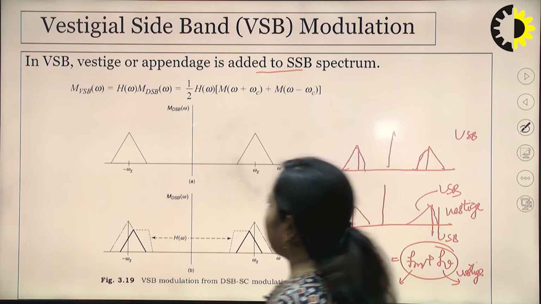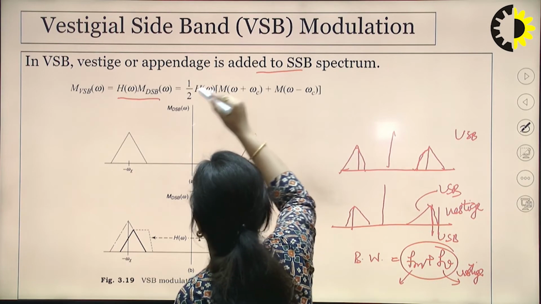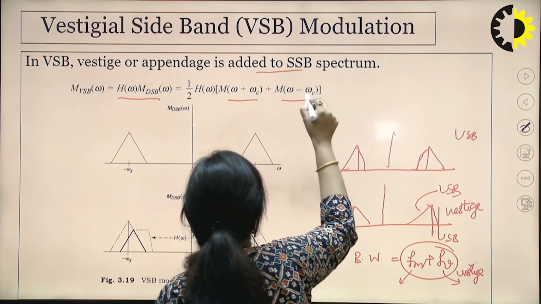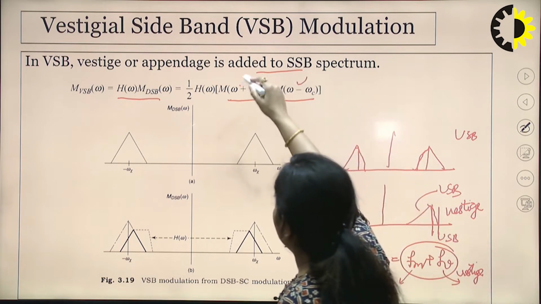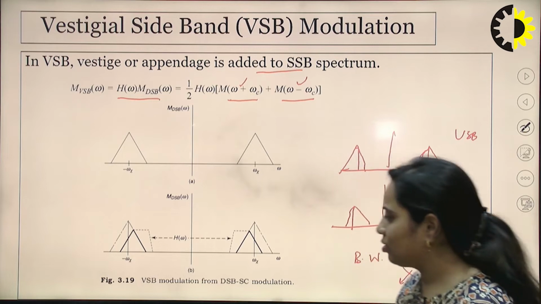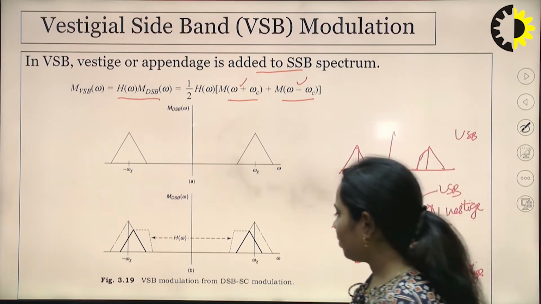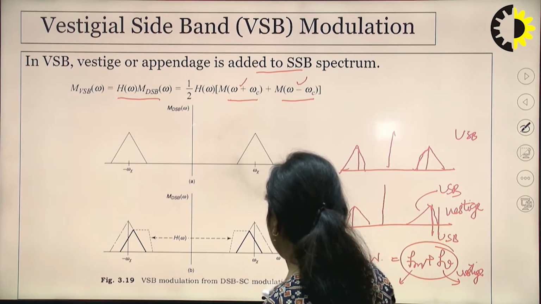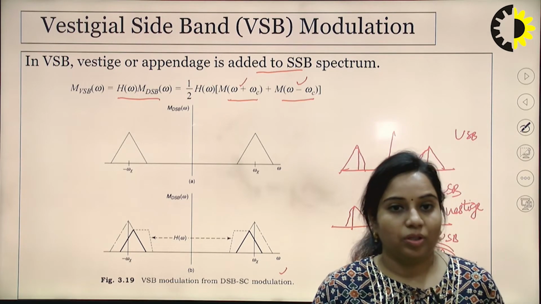M VSB omega will be H omega into DSB, which is equivalent to half H omega times M omega plus omega c plus M omega minus omega c. So these are showing the two sidebands, the upper sideband and lower sideband at both the sides, and then it is multiplied by H omega. So this is the VSB modulation from the DSB-SC modulated signal. This waveform is showing the VSB modulation technique.